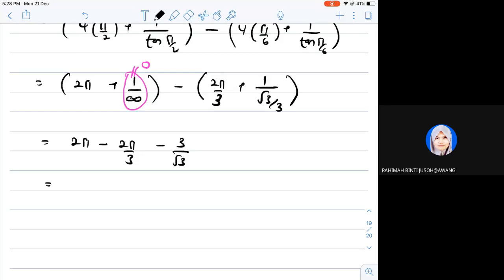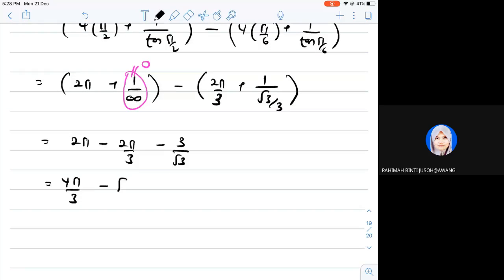So we will have 2 pi, 6 tolak 2, 4 pi over 3, minus jadinya square root 3. Okay, so that's the answer. 4 pi over 3 minus square root 3. Okay. Next question.